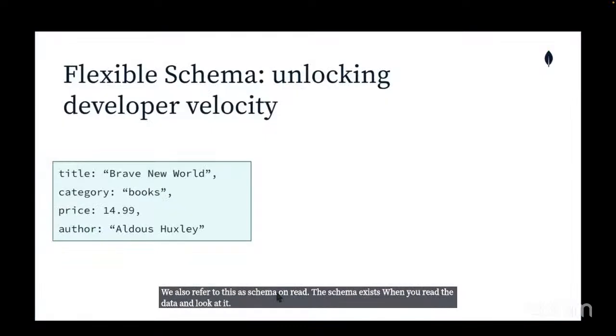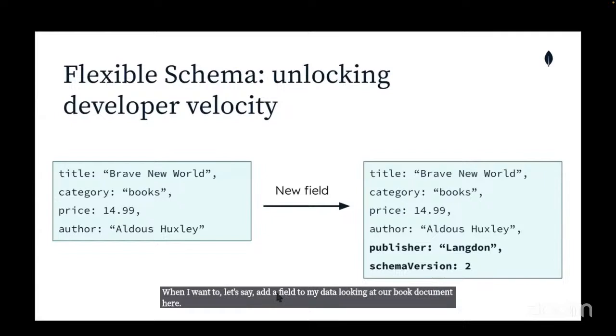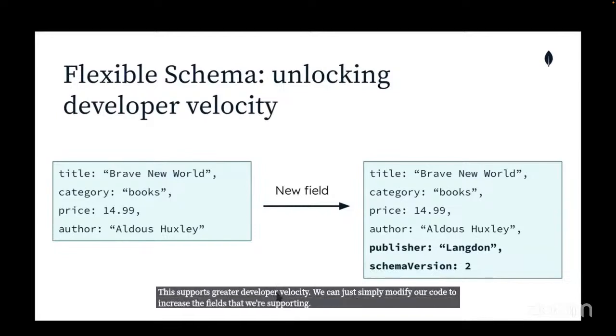Okay, so this also supports a greater level of flexibility. When I want to, let's say, add a field to my data, looking at our book document here, I want to add, let's say, publisher and a schema version. I can simply add those fields to my data, changing the schema in this particular document. This supports greater developer velocity. We can just simply modify our code to increase the fields that we're supporting in our application.